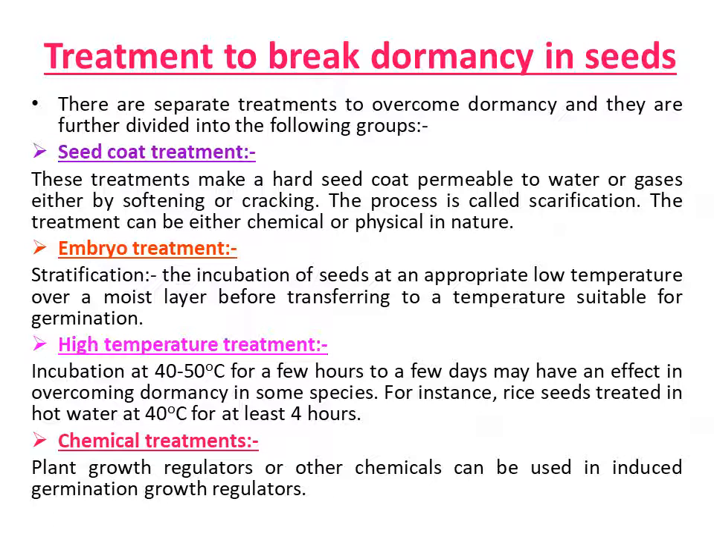Embryo treatment, stratification. The incubation of seeds at an appropriate low temperature over a moist layer before transferring to a temperature suitable for germination. High temperature treatment. Incubation at 40 to 50 degrees Celsius for a few hours to a few days may have an effect in overcoming dormancy in some species. For example, rice seeds treated in hot water at 40 degrees Celsius for at least 4 hours. Chemical treatment. Plant growth regulators or other chemicals can be used in induced germination growth regulators.